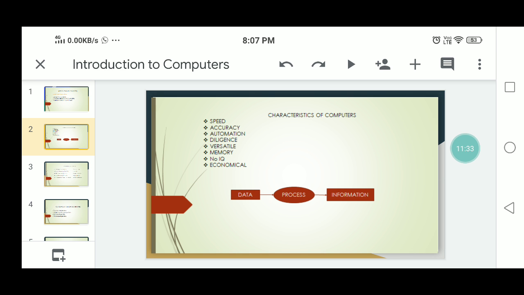So this is the working nature and characteristics of the computer. Depending upon these characteristics, we use computers today.